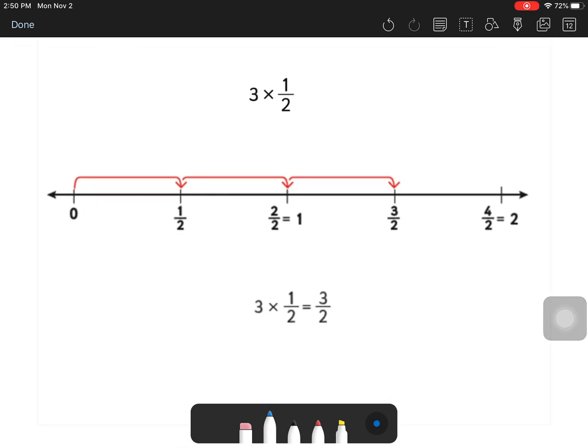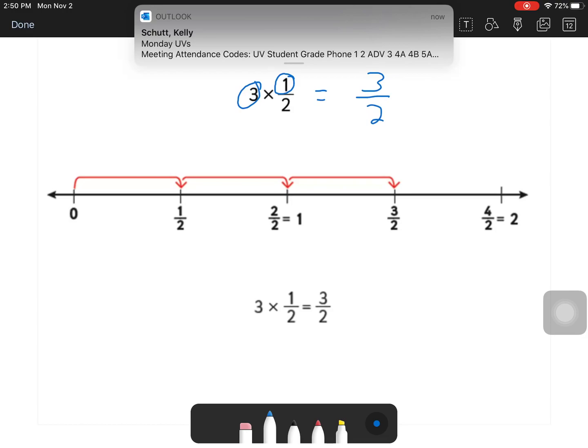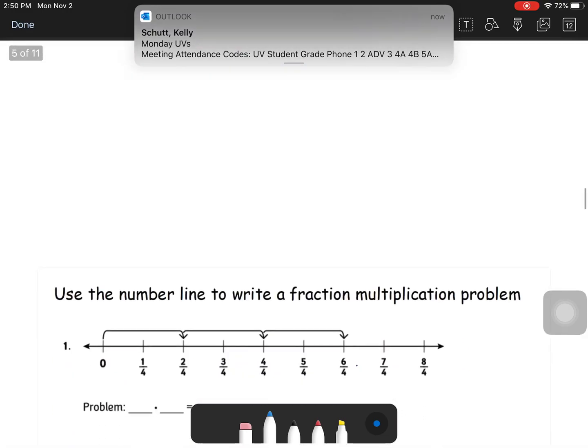A lot of what's going to happen in this first section is you're going to be taking a whole number times a fraction. If we have 3 times 1/2, that just means we're going to have 1/2 three times. We're adding it 3 times, which puts us at 3/2. What you're going to notice is the whole number gets multiplied by the numerator, and the denominator just stays whatever it is. So 3 times 1 is 3, and you get 3 over 2 for your solution.